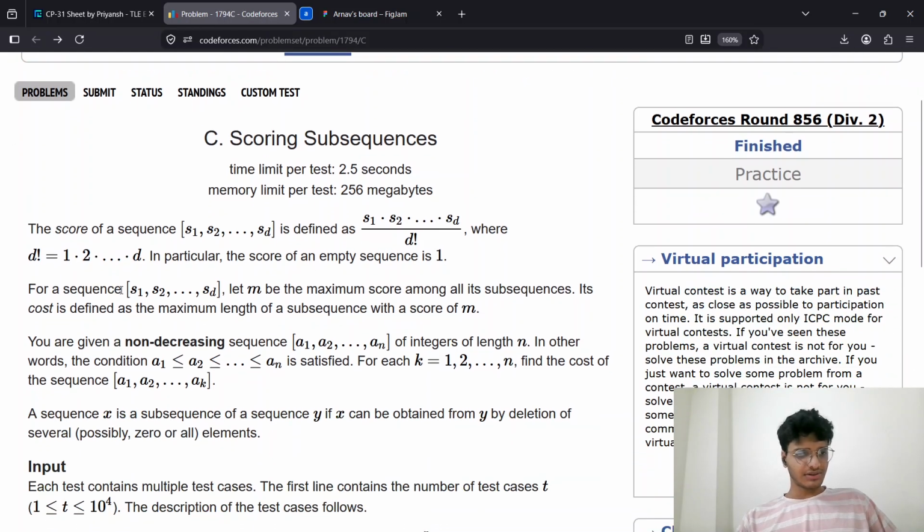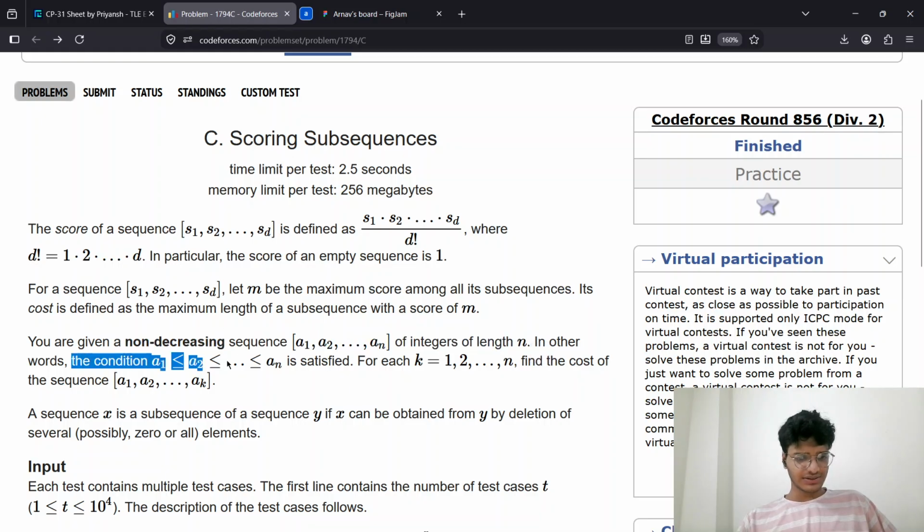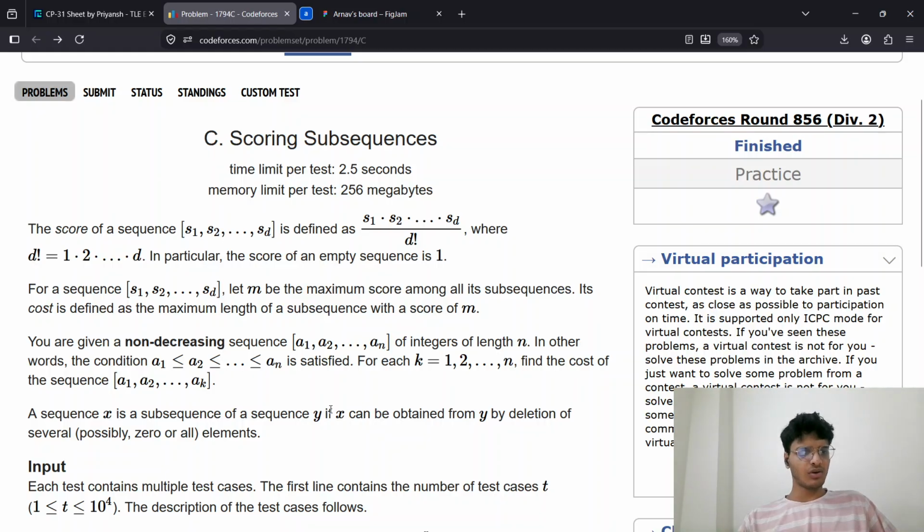For a sequence S1, S2 up to SD, let M be the maximum score among all its subsequences. Its cost is defined as the maximum length of a subsequence with score M. You are given a non-decreasing sequence of integers of length n. For each k, find the cost of a1 up to ak. A sequence x is a subsequence of a sequence y if x can be obtained from y by deleting several, possibly zero or all, elements.